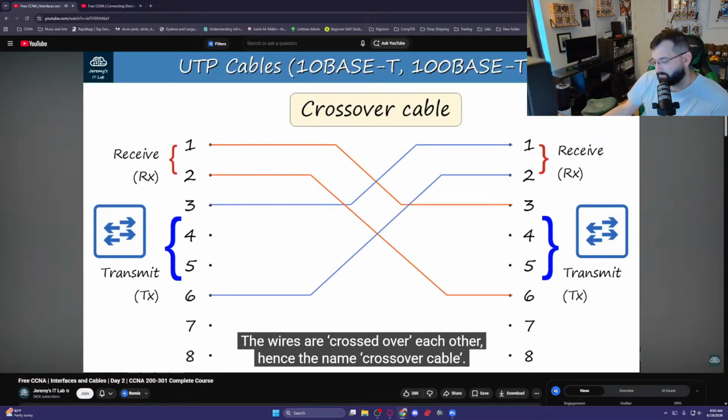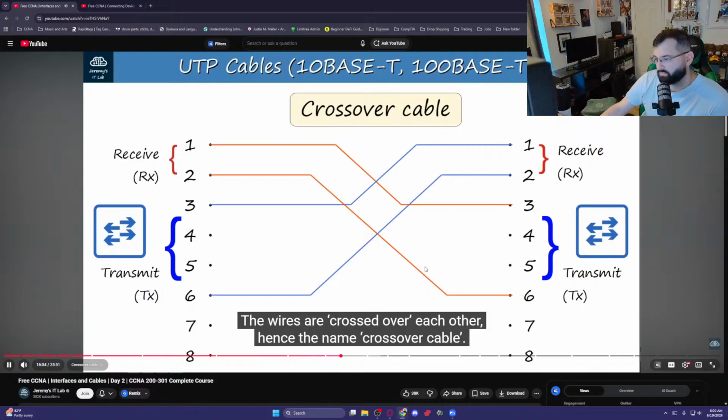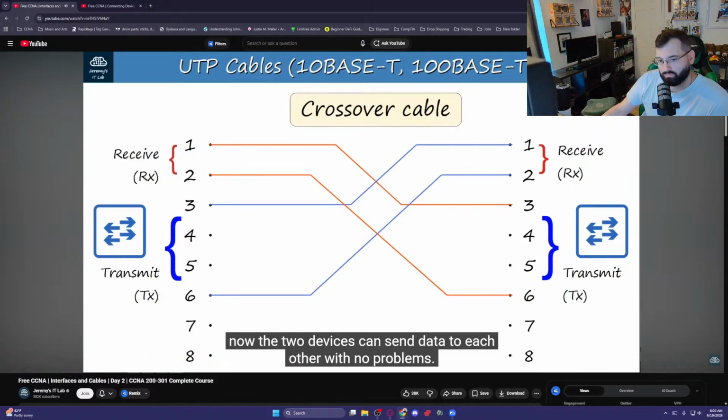The wires are crossed over each other, hence the name crossover cable. The transmit pins on one side are connected to the receive pins on the other side. So now the 2 devices can send data to each other with no problems.